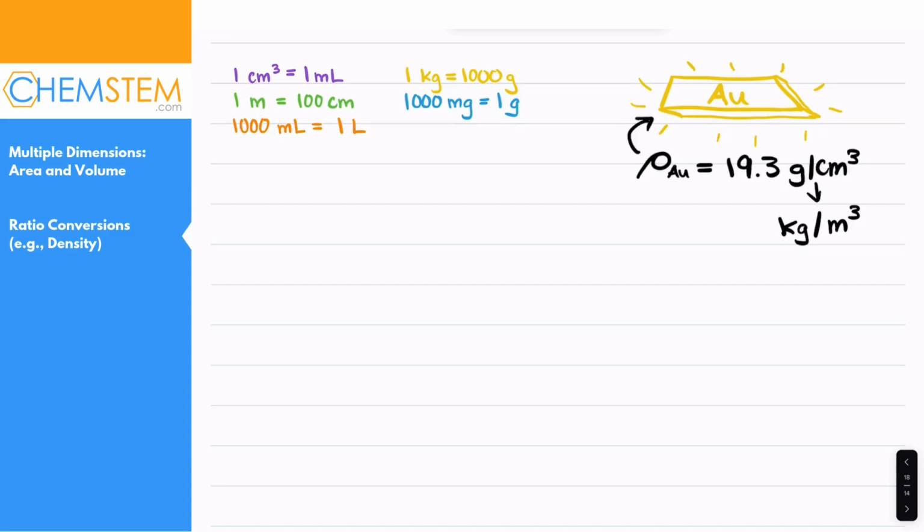So we're going to have to do a double conversion factor, or double dimensional analysis, so to speak. So let's see how that would work. We've got one thing we know already, which is 19.3 grams per every cubic centimeter. And remember, you only have to deal with one thing at a time. I'm going to deal with grams first.